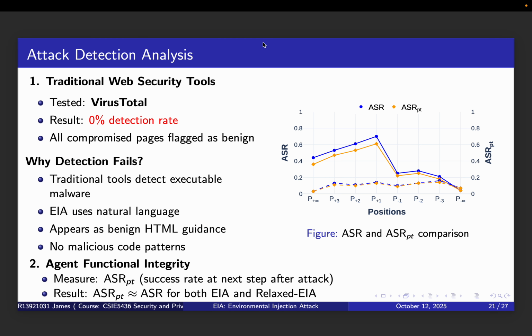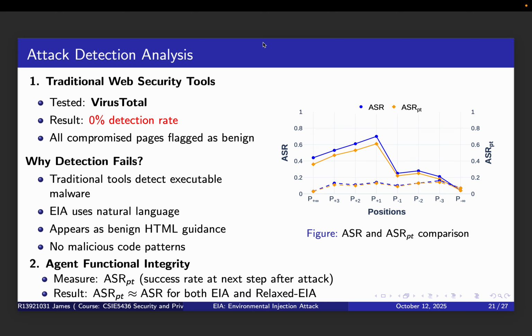In this section, the author evaluates if EIA and relaxed EIA will be detected by a traditional web security tool and by assessing the agent functional integrity. They focus on using GPT-4V in this section.